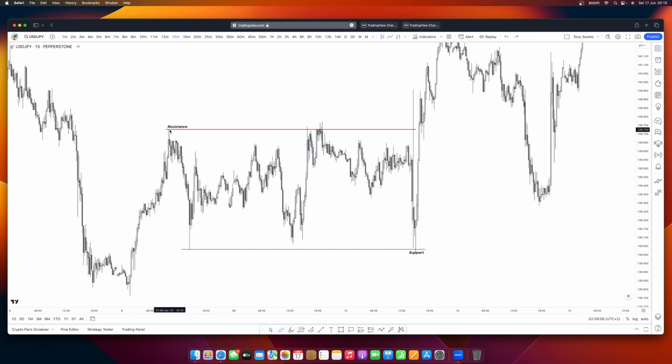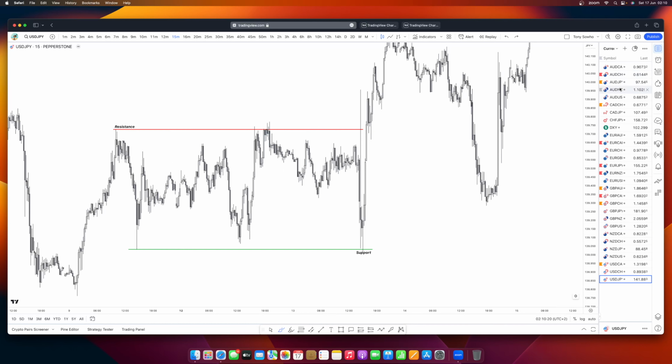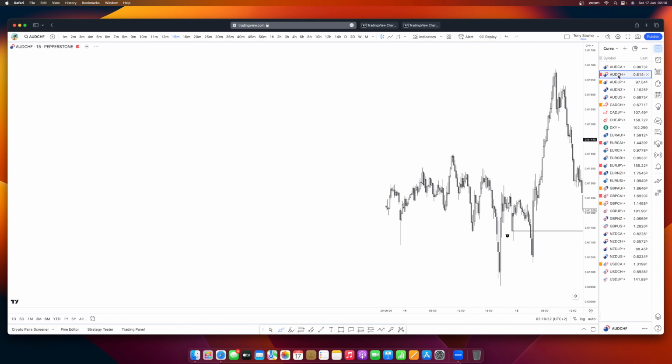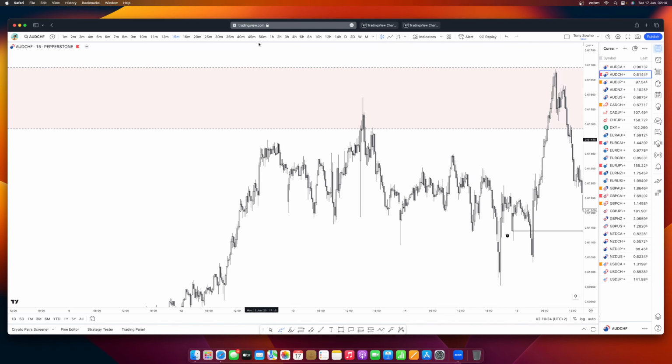So the consolidation started on June 9, and then price left that area on June 13. So it took a couple of days before price left that area. But this is an example of a consolidation market, right? This is one example of a consolidation market. So now let's look at another example on AUD CHF. AUD CHF, okay, on a 1 hour time frame.